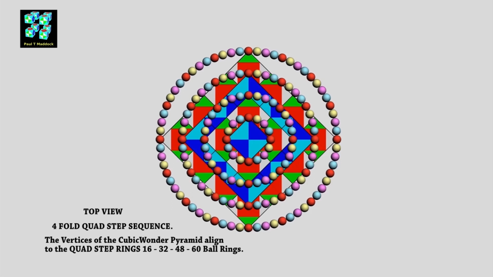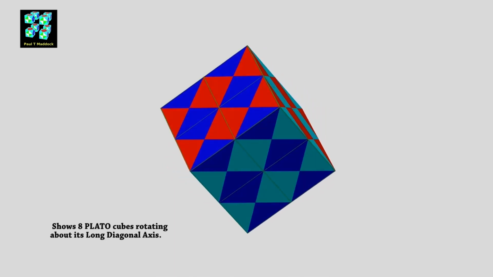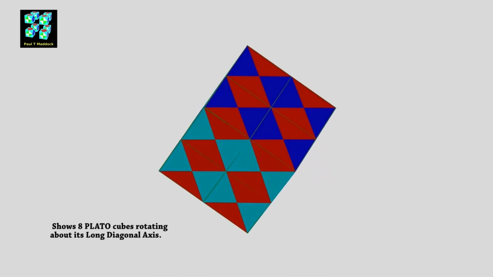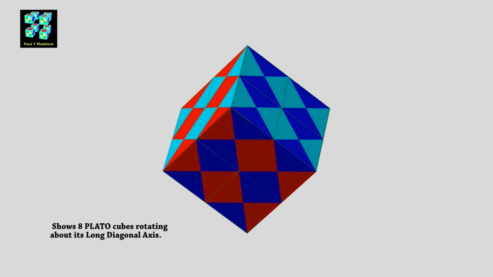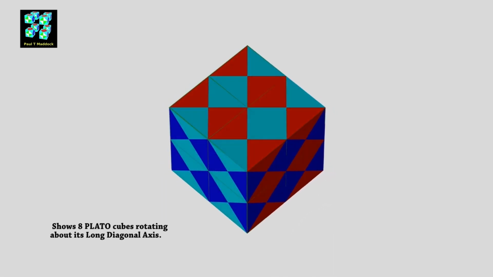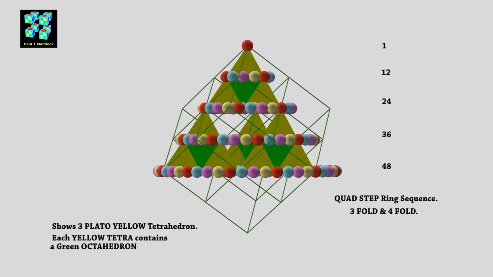So this has got me thinking, if we use 12 instead of 16, we can divide by 3 and we can divide by 4. So let's take a look at the 12. So we'll start this by rotating 8 Plato cubes along its long diagonal axis. Okay, the next job is to hide the cyan, red and blue octahedron pieces. And now we can show the yellow pyramid assembly.